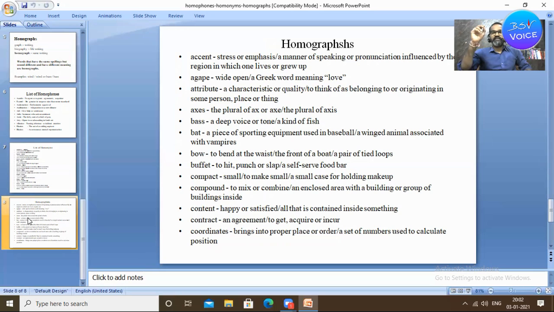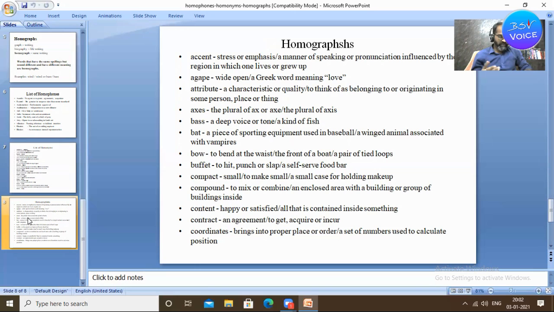Desert and desert. Both are spelled the same, but what's happening here? Dessert is what you ask about when you go to a restaurant or anywhere: what is dessert, right? And desert is where we go by car and to some other places, a place totally covered with sand. That is desert.